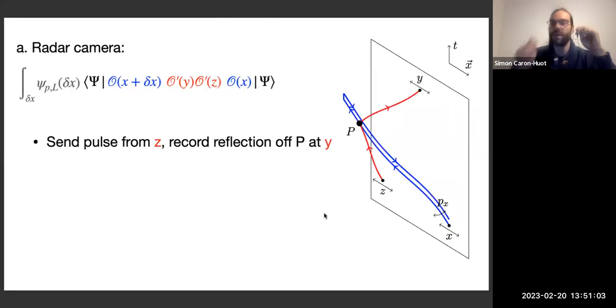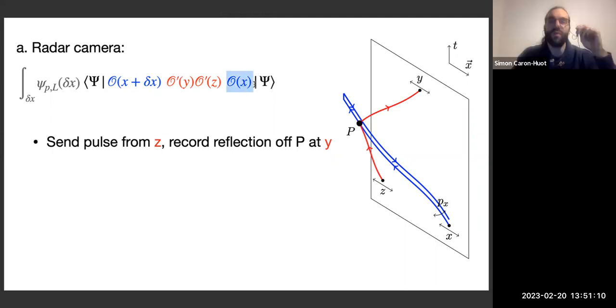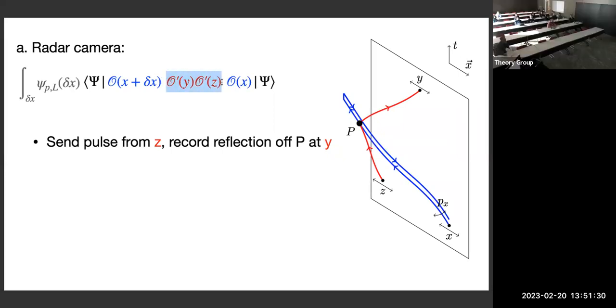So now let me describe the camera. We have this bulk and we have a 2-point function on it. That's something like a radar. We send a pulse and we record its reflection. Like a 2-point function in that excited state, which really is a 4-point function because you need to create the excitation, absorb the excitation on the left, and then do your radar measurement in the middle. So it's a 4-point function.